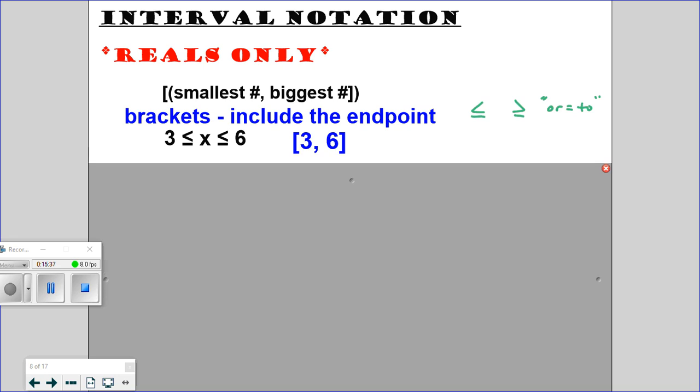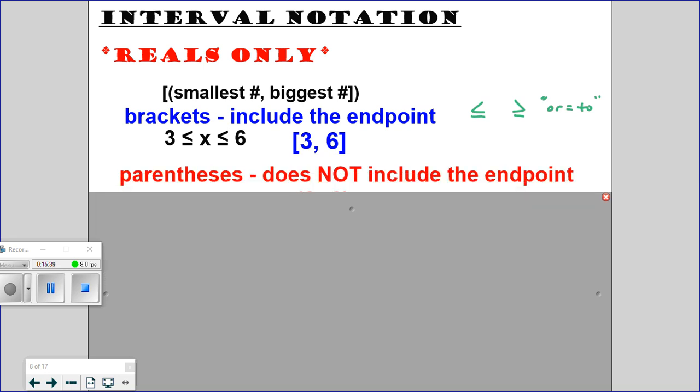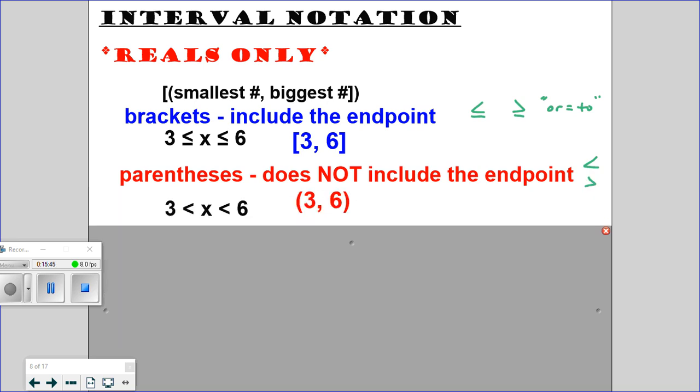When would I use parentheses? If it doesn't include the endpoint, that would be just a less than or just a greater than. Here's an example. Same two numbers, but they change the symbol next to them. Not included. Means it gets really close to 3, but it doesn't actually get to be 3.